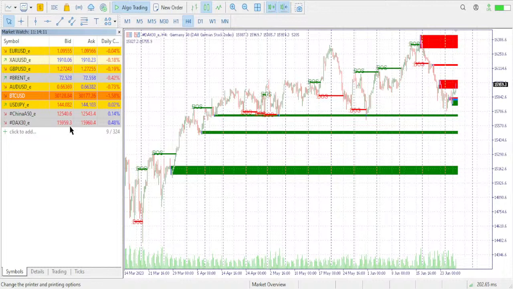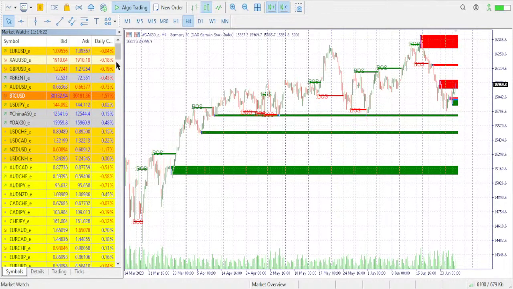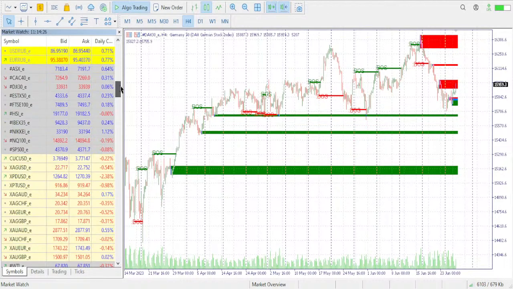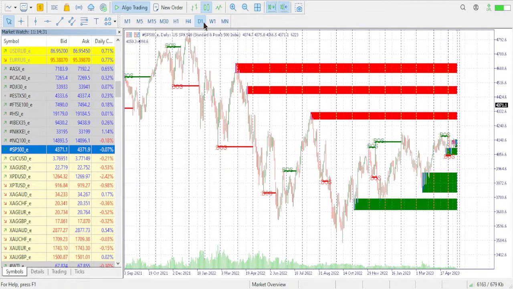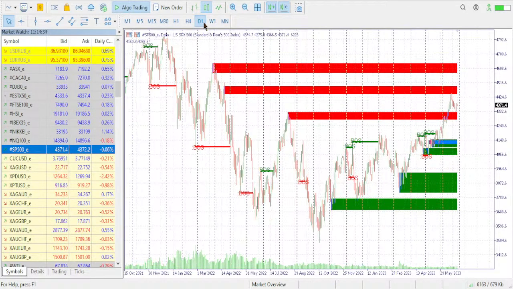So we'll add it from our inputs. We have SP500 there. So as usual, we start off with the daily time frame. So look at what has been happening on this chart. Clearly look at what has been happening.